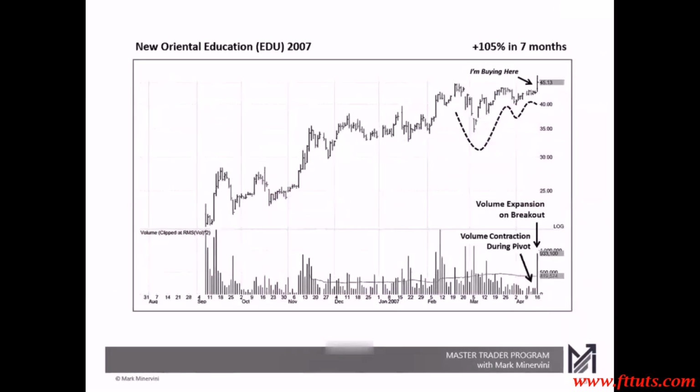Take a look at here. Here's EDU. I bought this stock coming out right here. And this is really just absolutely as perfect as it can get. Just super tight right here, it tightens up.